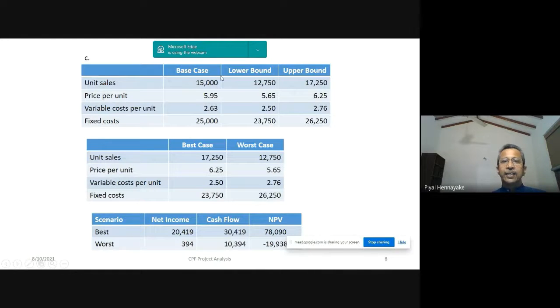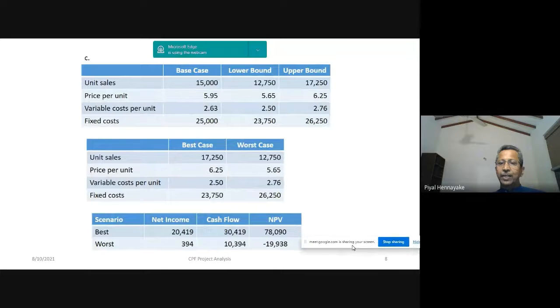For unit sales, now 15%, some made a mistake. They put 12,500 or something. So you have to calculate 15% of 15,000, which is, I think, 2,250. Right? And the others are only 5%. So based on that, you calculate the best case.